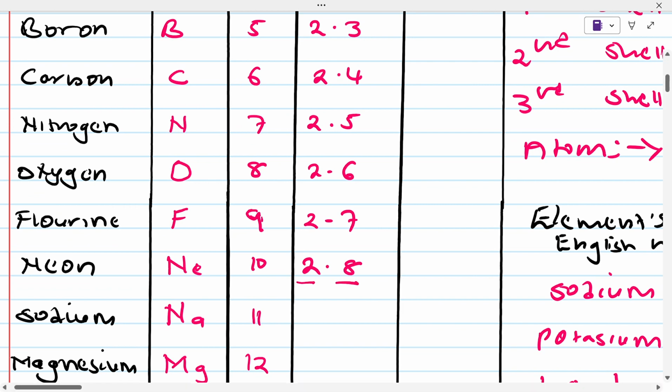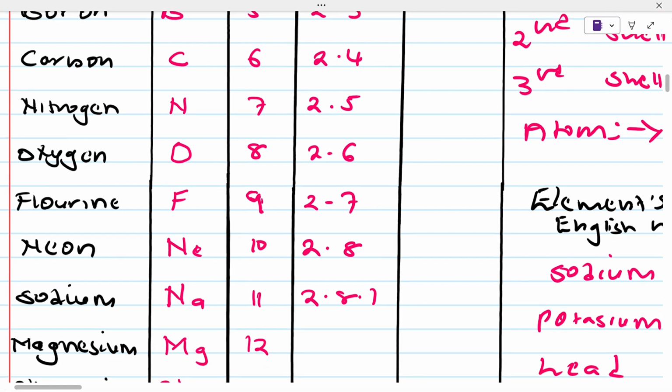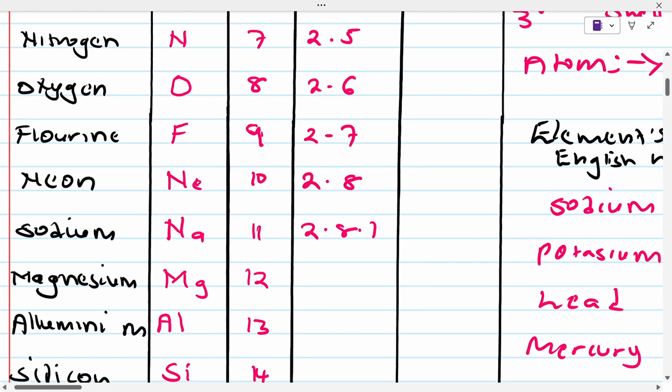This is now the second shell reaching its maximum number of electrons it can contain. Meaning, when we move to the next element we will now have 3 shells, and we are going to write it this way. It is going to be 2:8:1. Now we are on the 3rd shell.